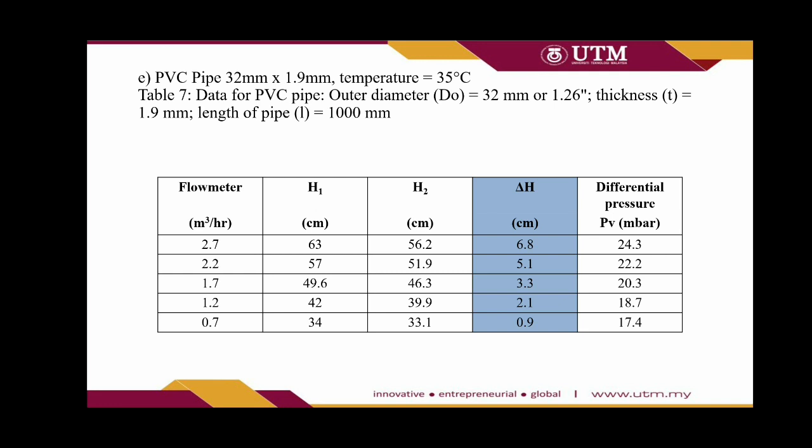For PVC pipe 32 times 90mm, the flow meter at 2.7 is 24. The differential pressure is 24.3. At 2.2 is 22.2, 1.7 at 20.3, 1.2 at 18.7, and 0.7 is at 17.4.